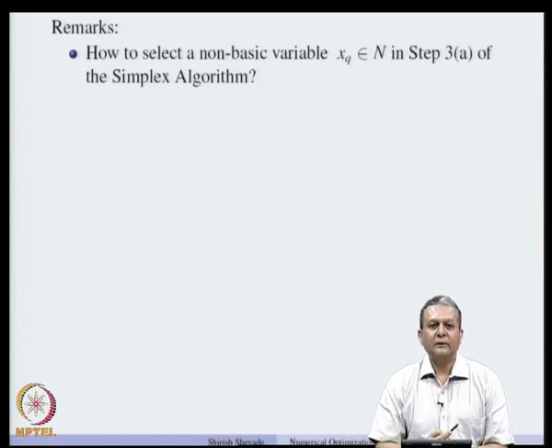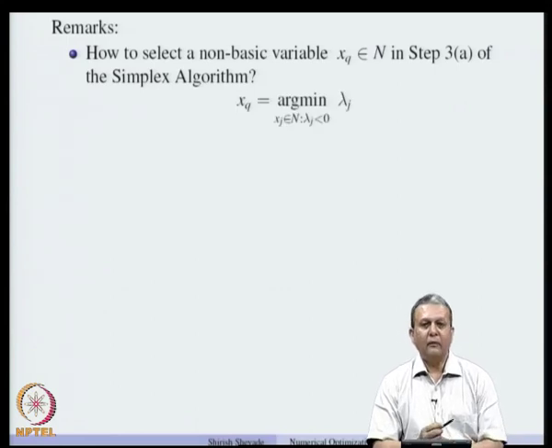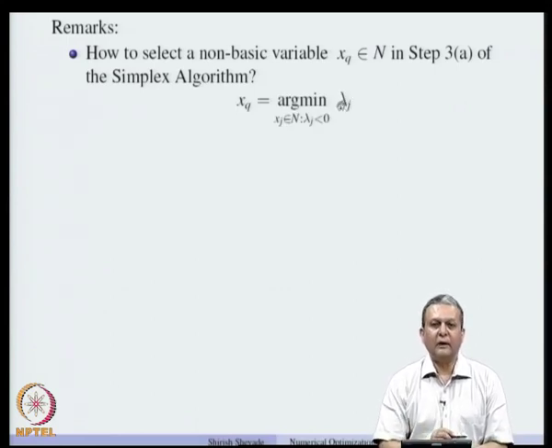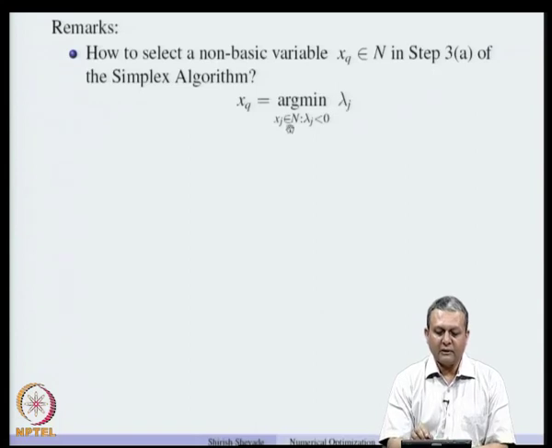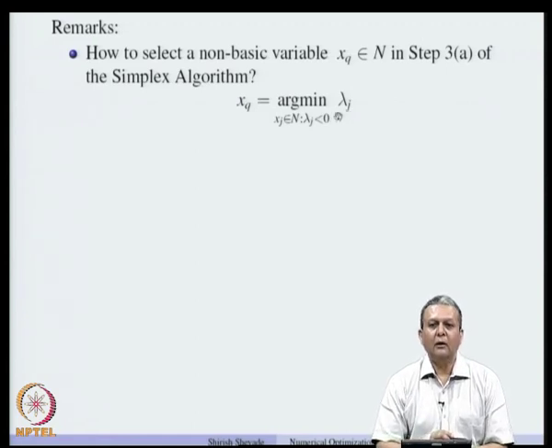So, the first question is how to select a non-basic variable from the set N if there are multiple variables. Dantzig proposed a very simple idea: choose the variable which has the least value of lambda_j. So, pick all the variables in the set N for which lambda_j is less than 0 and then choose that variable which has the least lambda_j value. So, this idea works fine.